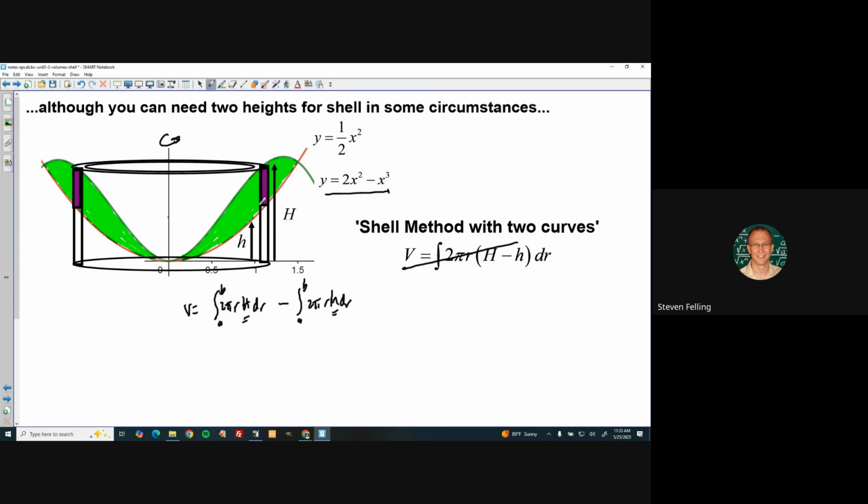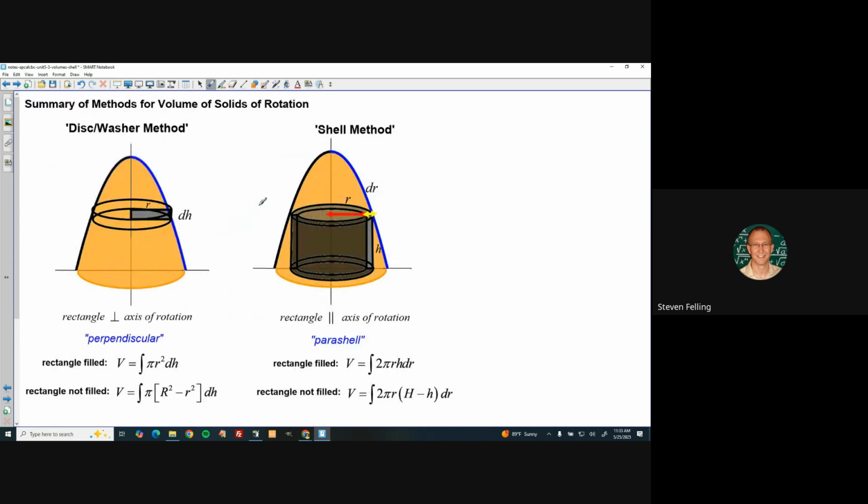Same idea though. I think it's easier to see with some specific things, just emphasizing a few things. Disk method: the rectangle is perpendicular to the axis of rotation. Shell method is parallel to the axis of rotation. The rectangle has to grow from the axis of rotation for the disk method, and has to grow from the x or y axis in the shell method. And then we have two different versions of the equation.